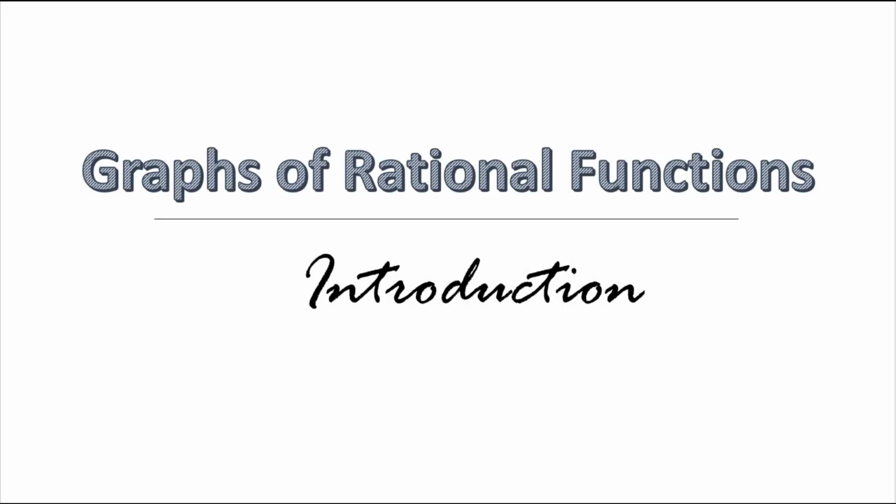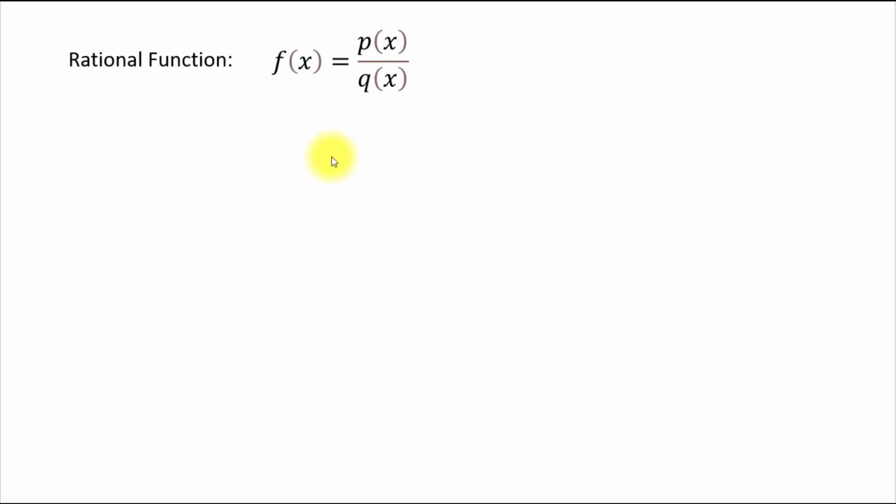Hi everyone! In this video we're going to start learning about rational functions and their graphs. A rational function is a function that has the form of a fraction where both the numerator and the denominator are polynomials. And of course, a polynomial in the denominator cannot be equal to 0. Graphs of rational functions have different and interesting shapes.